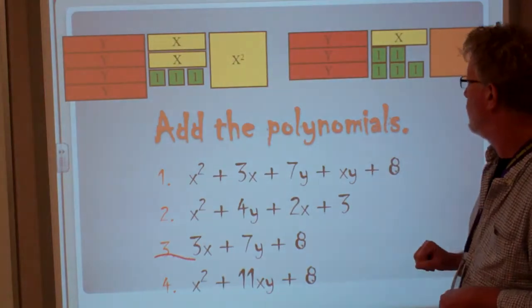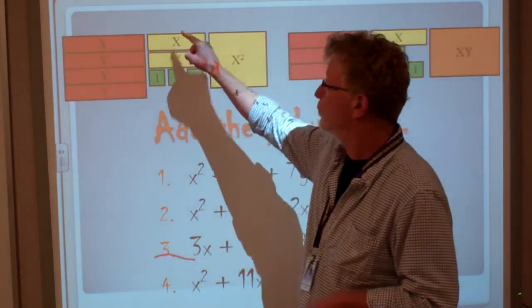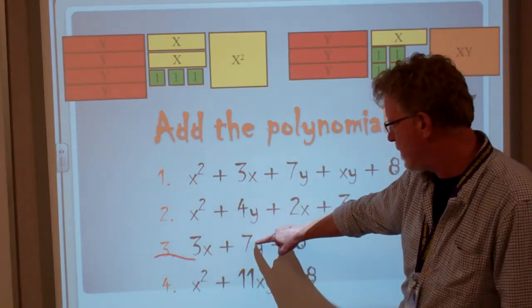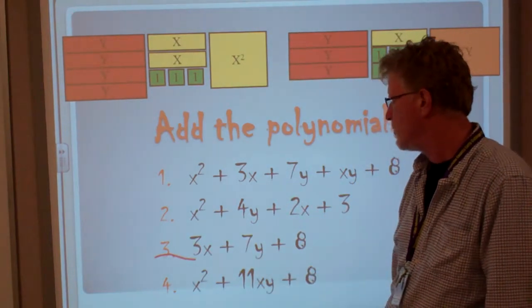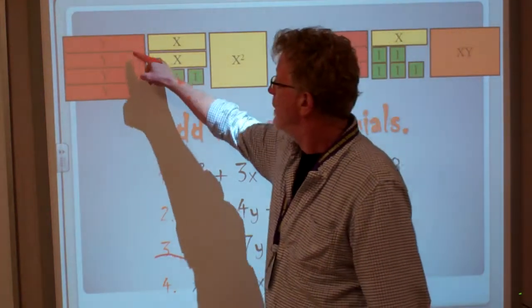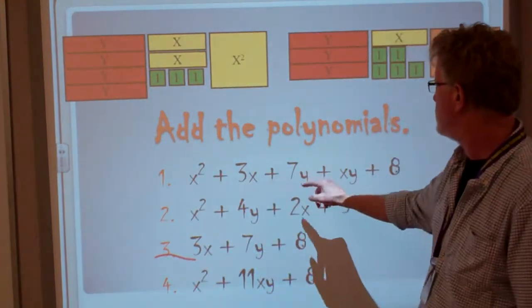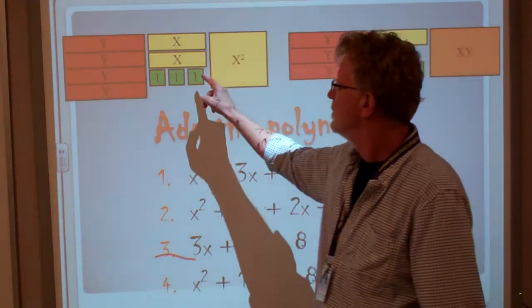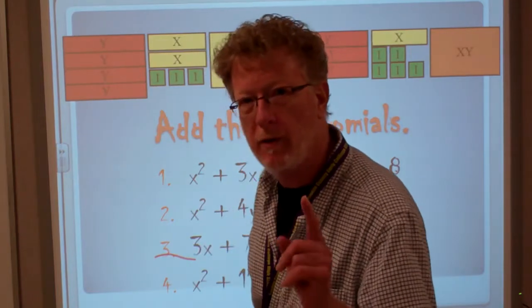Next thing on the list, we have 1, 2, 3x. We have a 3x here. We don't have one here, we don't have one here, and we don't have one here. So we're going to check this one out. Next thing up is 7y. 1, 2, 3, 4, 1, 2, 3, that checks. X, Y, that checks. And 8. 1, 2, 3, 4, 5, 6, 7, 8. So I hope you picked answer 1.